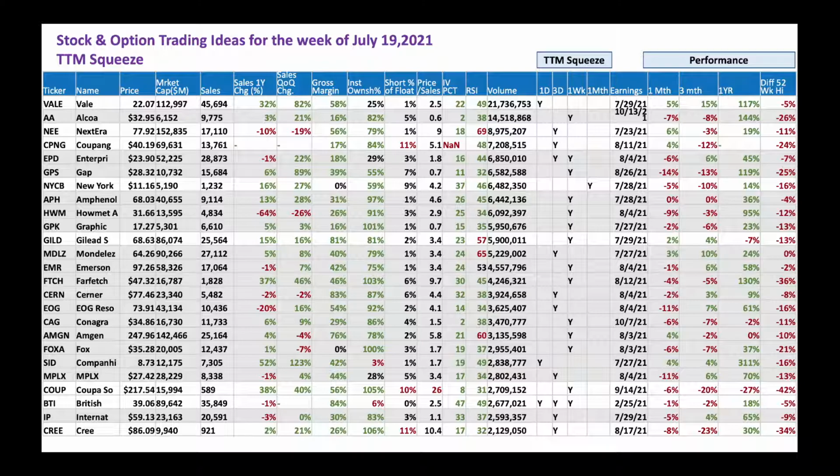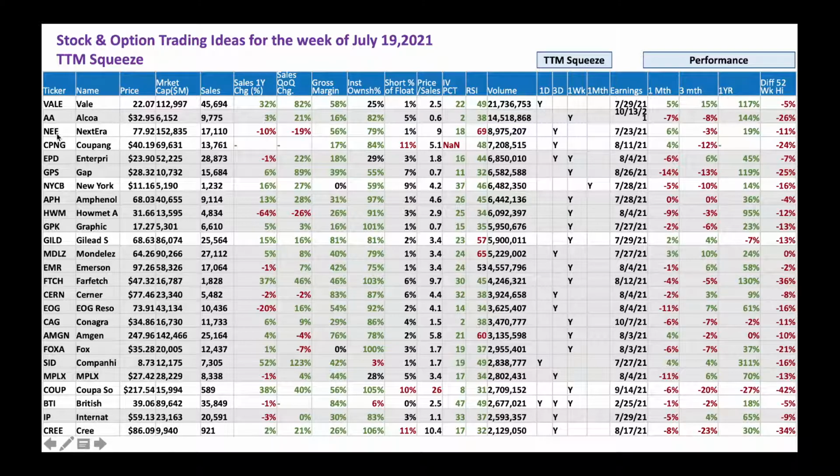I've got a few stocks here, starting with VALE. If you look at VALE, it's a $22 stock. As you scan through this, they've got nice sales growth, both one year and quarter over quarter, and nice gross margin. We also have a daily squeeze, which tells you that on the daily chart there is a squeeze, and right now the energy is about to be released.